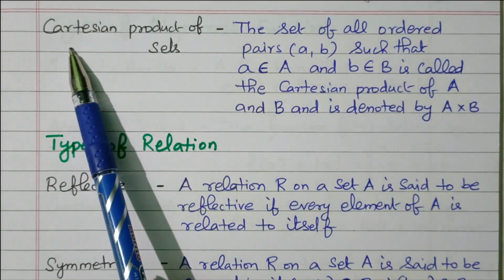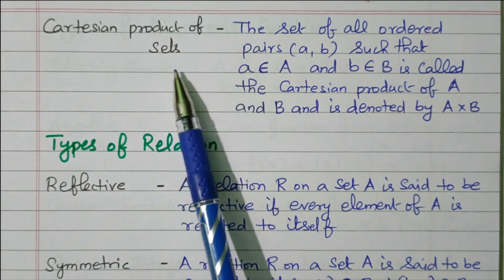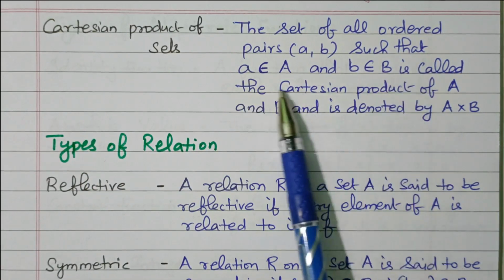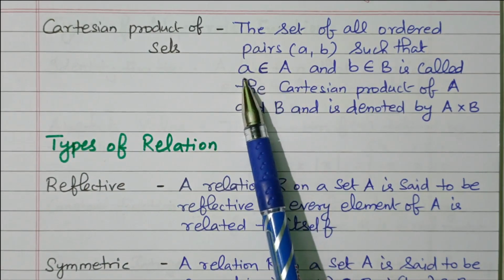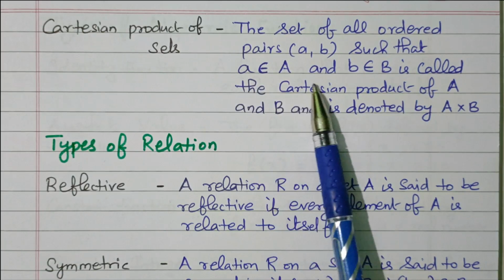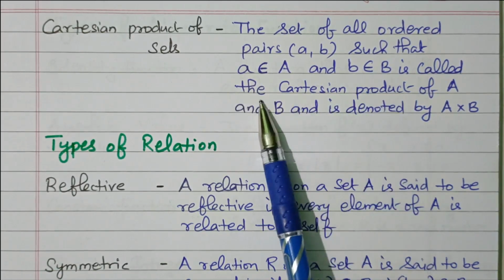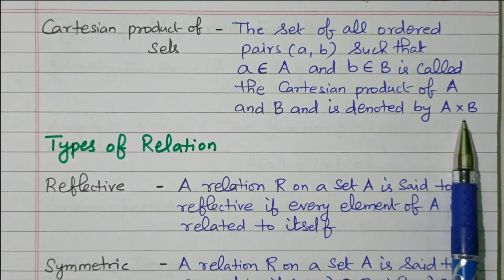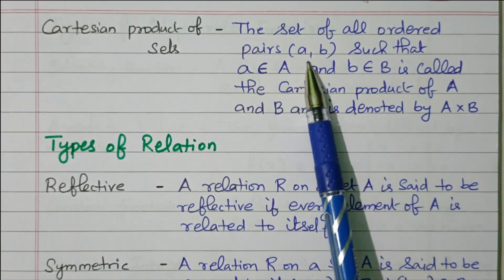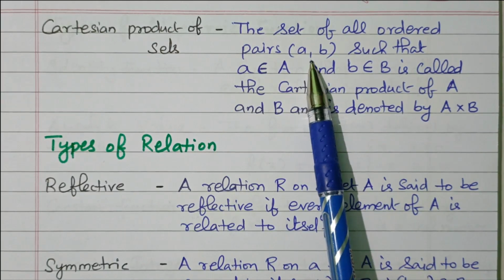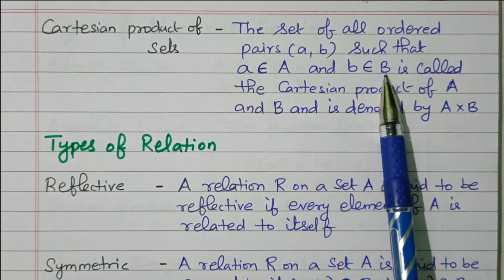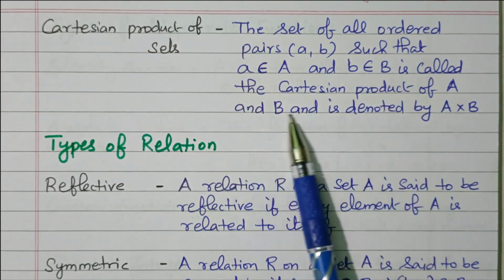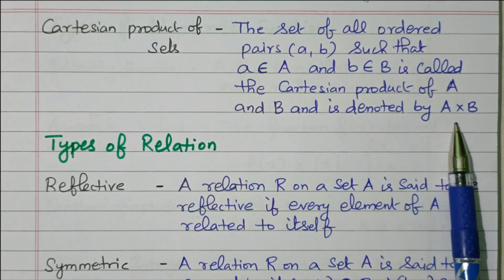And one more type is the Cartesian product of sets. The set of all ordered pairs (a, b) such that a belongs to A, where a is the small letter and A the capital letter, and b belongs to B, is called the Cartesian product of A and B, denoted by A × B. So (a, b) are the ordered pairs, and A and B are the main sets. That is the Cartesian product, denoted by A × B.